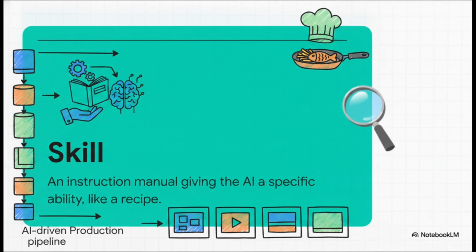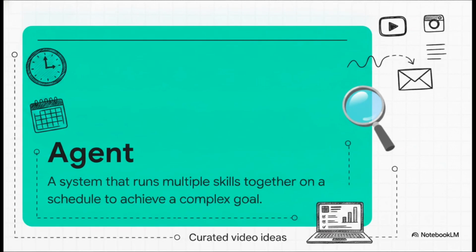In our pipeline, a skill tells Claude exactly how to perform one focused job, like, say, designing a highly clickable thumbnail that matches your exact brand guidelines. So the crucial point is, while a skill is a single recipe, an agent is the system that runs multiple skills together, often on a set schedule, to achieve a much bigger, more complex goal. For example, you can actually program a research agent to wake up every Monday and Friday at 8 a.m., use your research skills to scrape trending YouTube and Instagram data, and then email you a curated list of validated video ideas before you've even opened your laptop for the day.